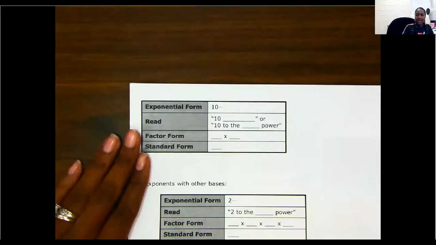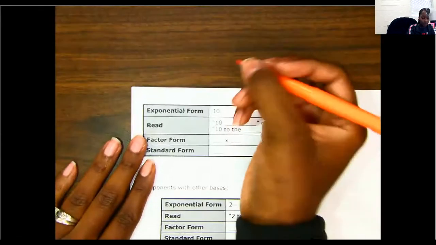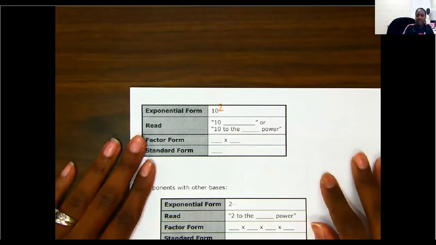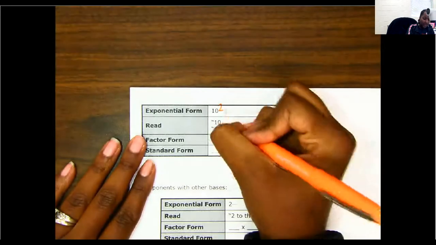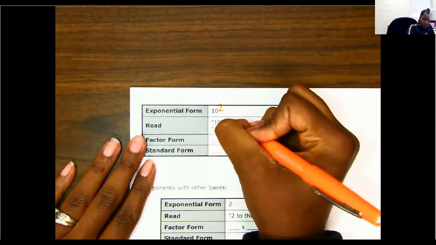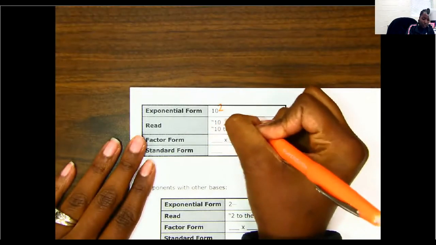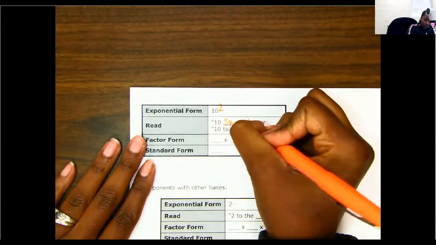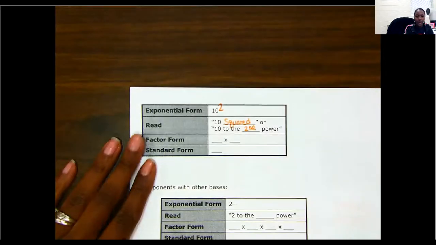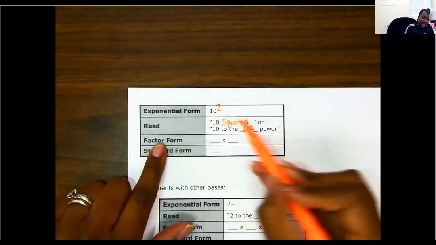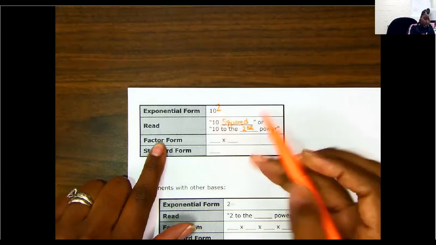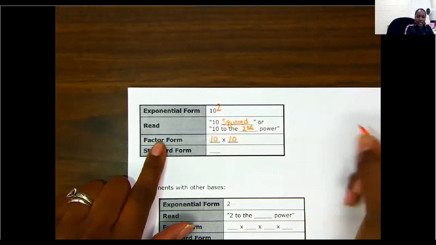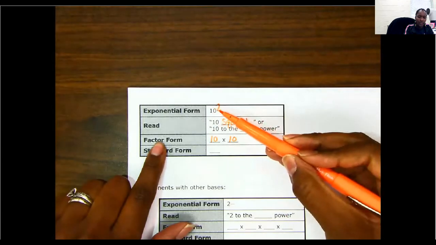Let's say I had 10 to the power of 2. This can be referred to as 10 squared, or 10 to the second power, okay? In factor form, it's saying that I have two 10s. So it's going to be 10 times 10. That's what it's saying, that I'm multiplying 10 twice.